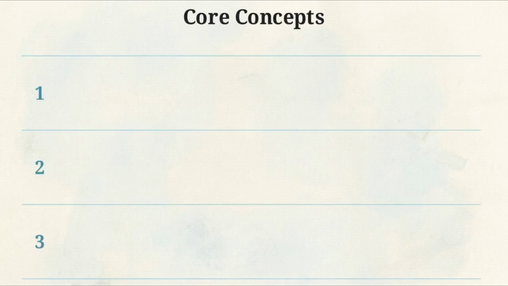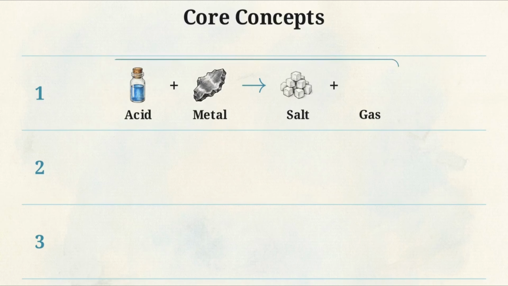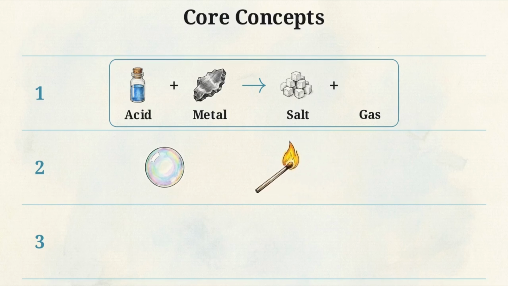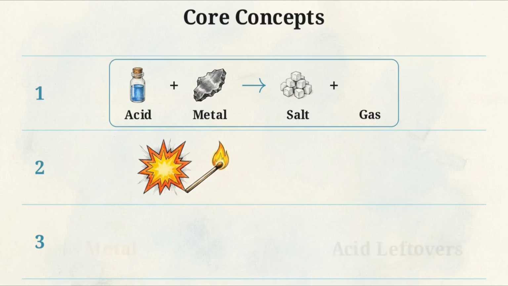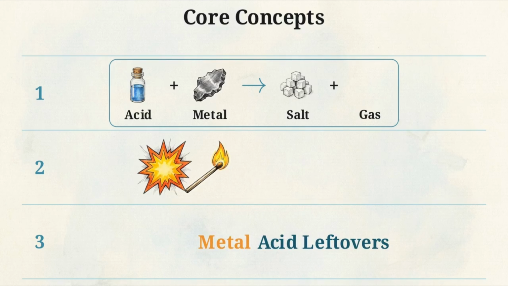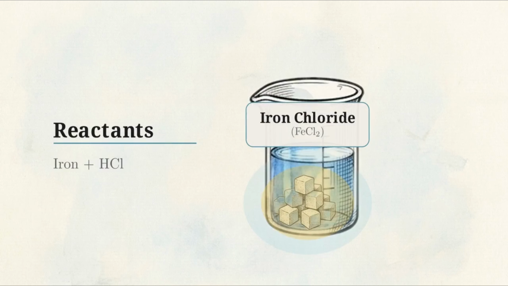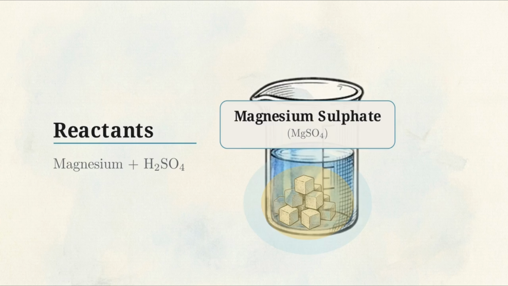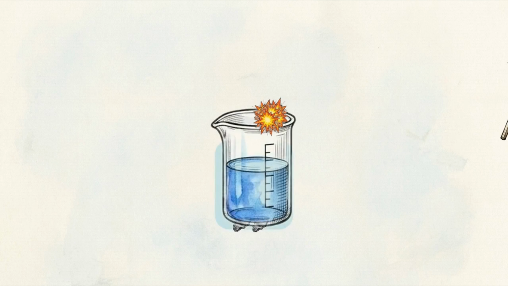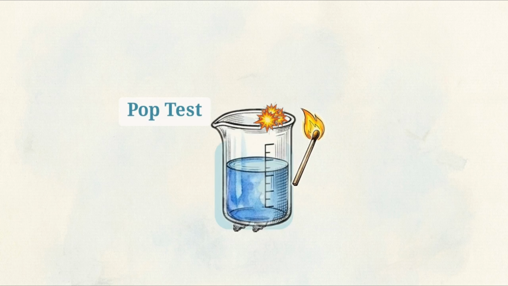To master these reactions, remember these three core concepts: the general word equation mapping the inputs and outputs, the candle pop test used to prove the presence of hydrogen, and the rule that the resulting salt is always formed by the metal bonding with the acid's leftover elements. Depending on the starting ingredients you choose, the specific type of salt left sitting in the bottom of your beaker will change, but the rapid evolution of highly combustible, popping hydrogen gas remains the reliable, universal signature of an acid-metal reaction.